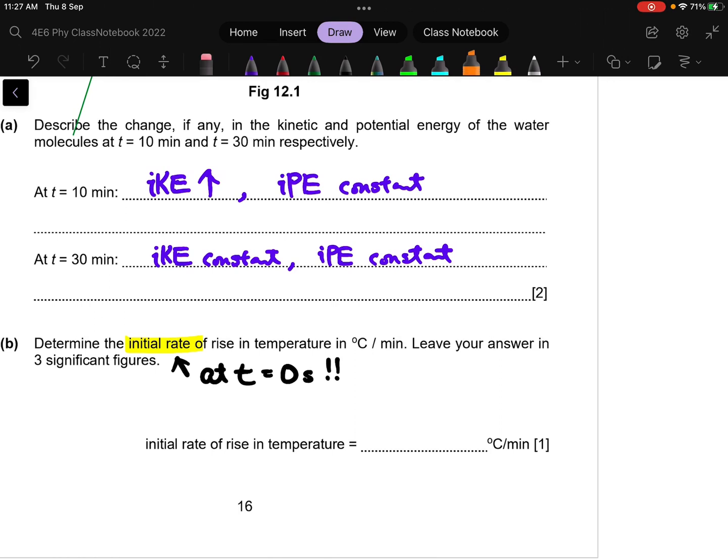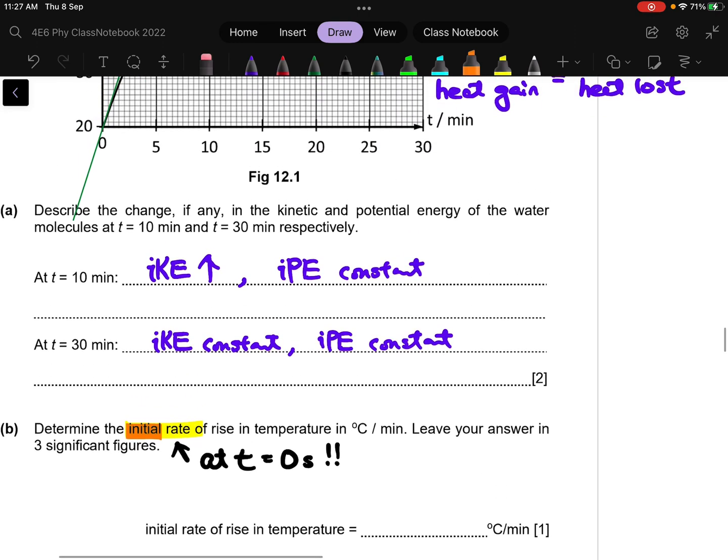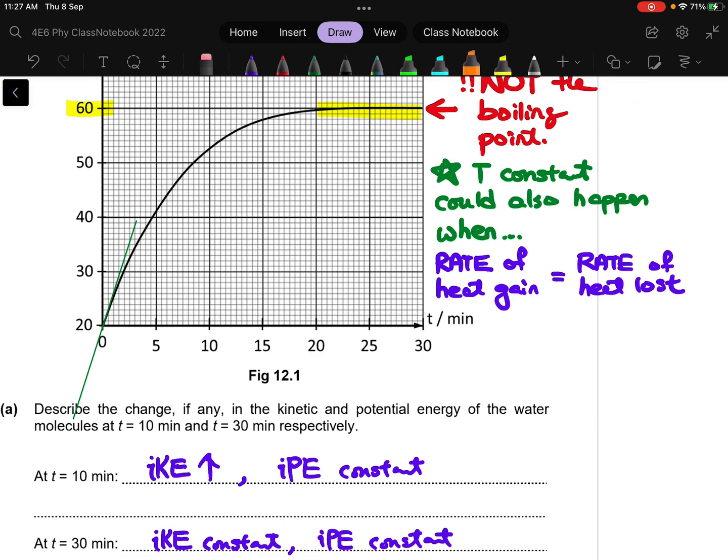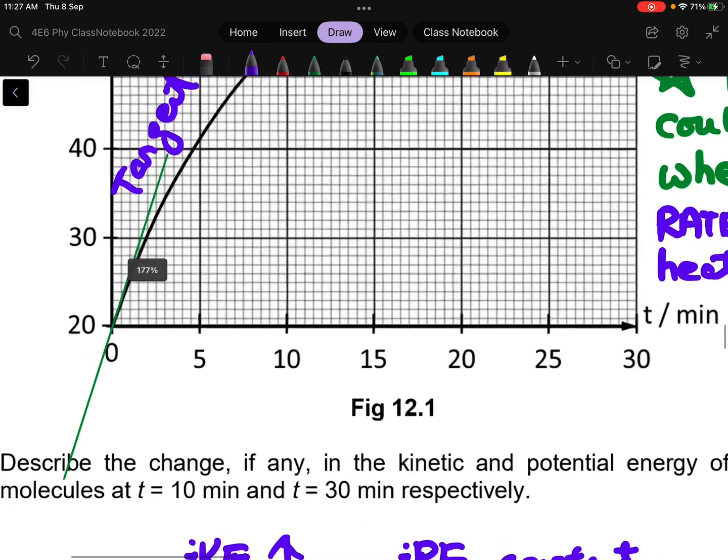Then for part B, again, you need to spot that they are asking you for the initial rise of temperature. So initial, we refer to time at 0. Like what you did in AMath or EMath, if you have a curve and you want to find the rate of change, which is the gradient at a certain time, you need to draw the tangent first. So down here, this little green line is the tangent at time equals to 0.